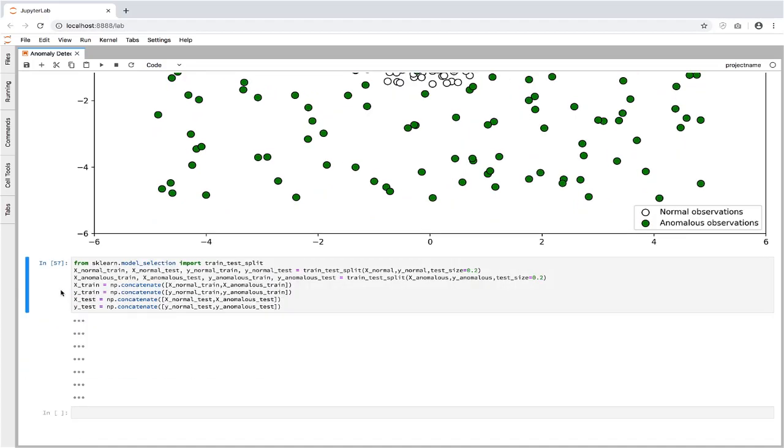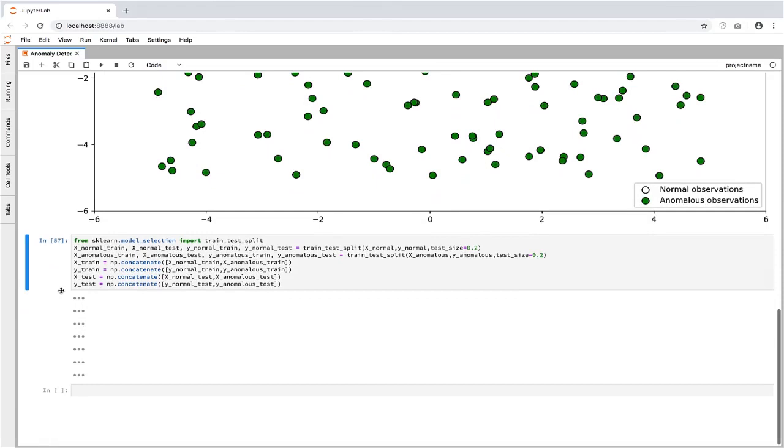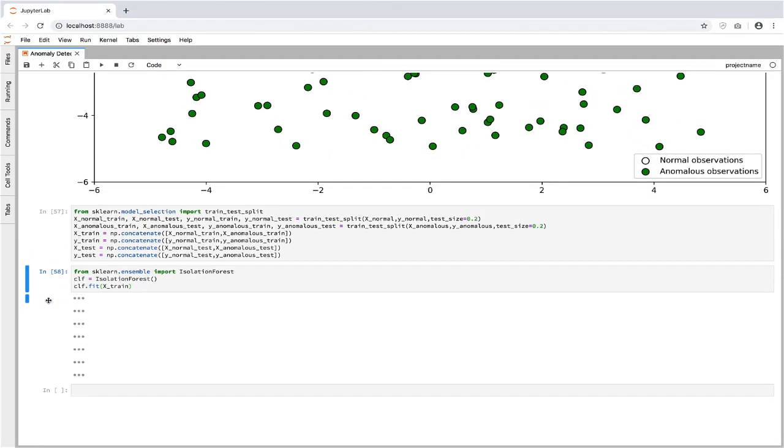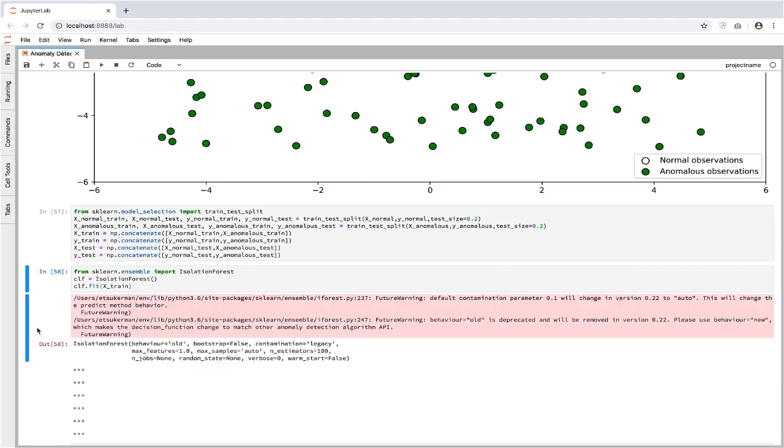Next, I'm going to create a training testing split. I'm going to take some normal observations and some anomalous observations and put both of them into the training data set. This way I can guarantee that there is some training on the anomalous and some on the normal, which you'd expect in real life. Next, I'm going to instantiate an isolation forest model and fit it to the training data.